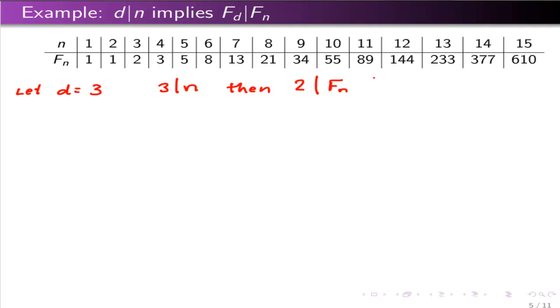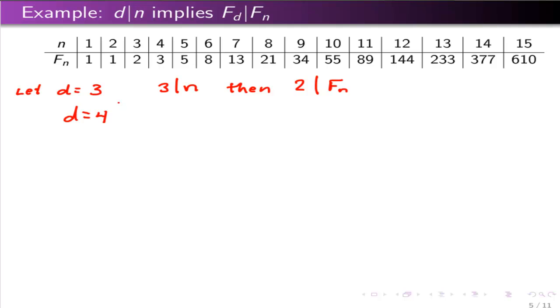So every third Fibonacci number should be even. Let's check that out. So F3 is 2, F6 is 8, F9 is 34, and so on. You see every third number is even.